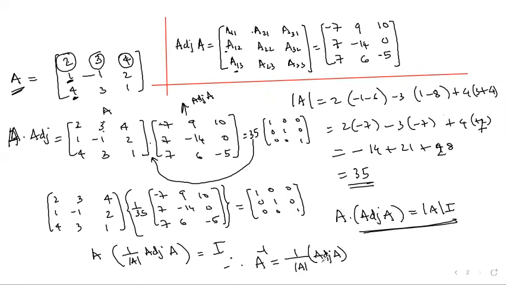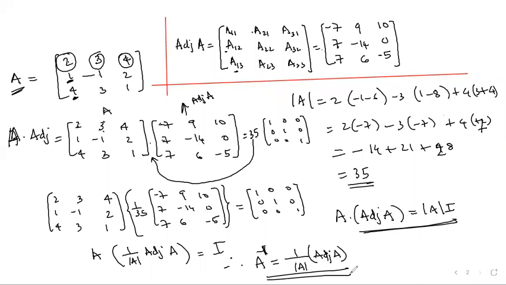If you divide the adjoint matrix with its determinant, then what you get is A inverse. So first you calculate the adjoint, divide this adjoint by the determinant of A, you will directly get the inverse of the matrix. Is it fine with everybody? Yes or no? Yes, sir.